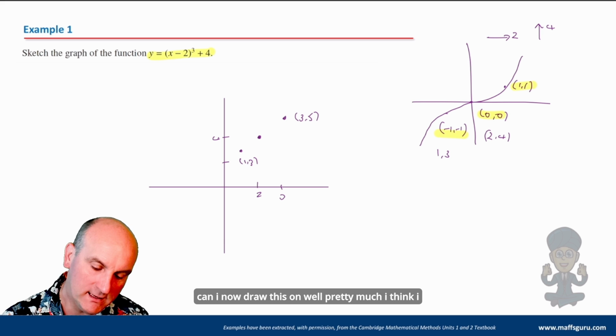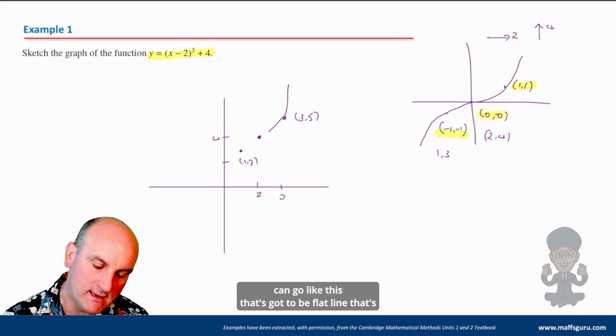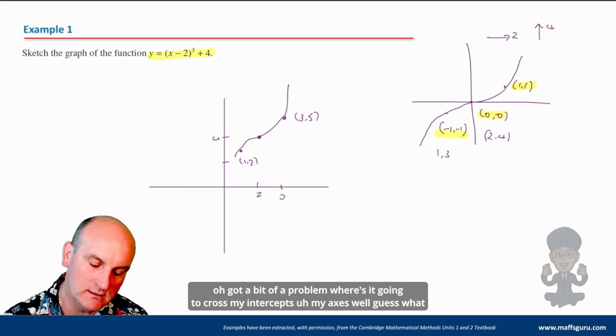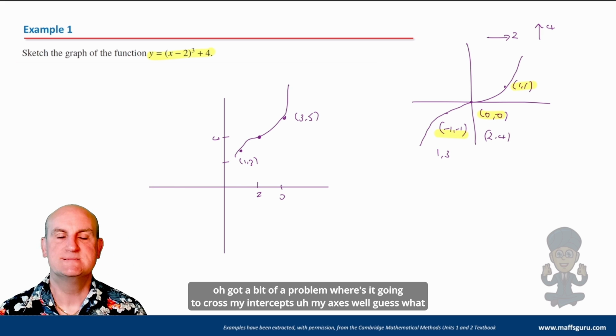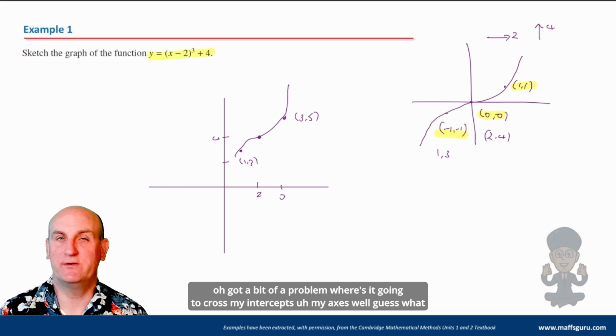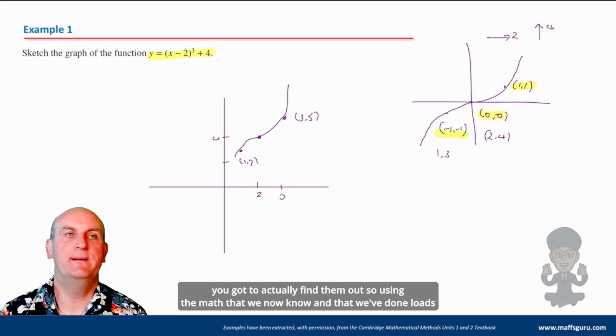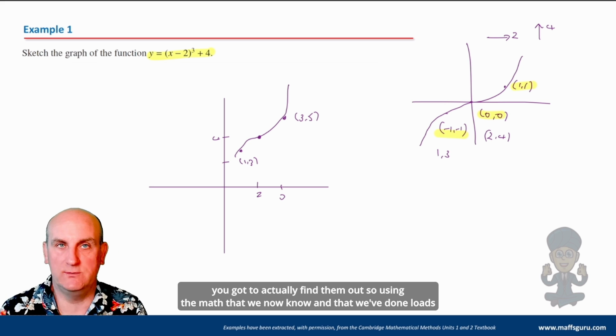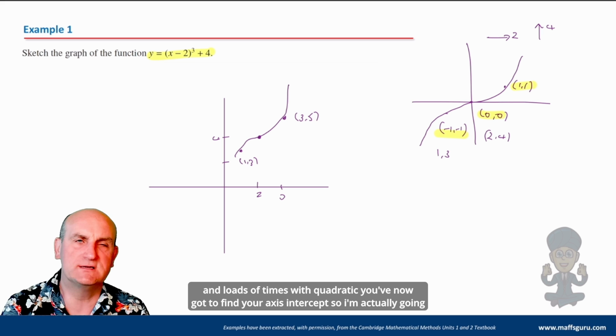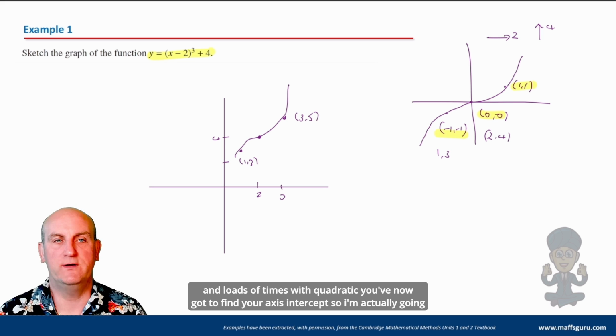Can I now draw this on? Well, pretty much. I think I can go like this. That's got to be a flat line. That's got a bit of a problem. Where's it going to cross my intercepts, my axes? Well, guess what? You've got to actually find them out. So using the maths that we now know, and that we've done loads and loads of times with quadratics, you've now got to find your axis intercept.